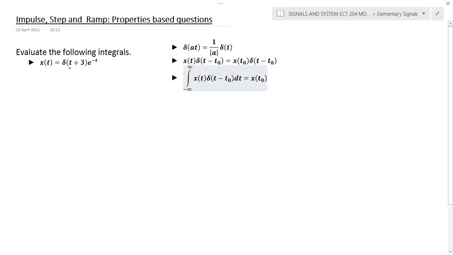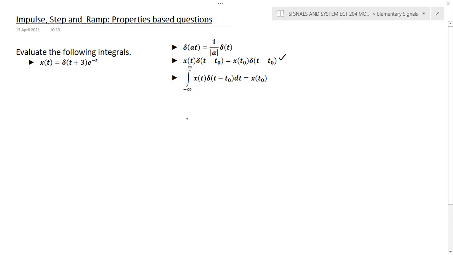In this question, there is no integral sign. x of t is given as a function of del of t plus 3 into e raised to minus t. So here we need to apply the sampling property, x of t into del of t minus t0 is given by x of t0 into del of t minus t0. Here this t0 is given as minus 3.